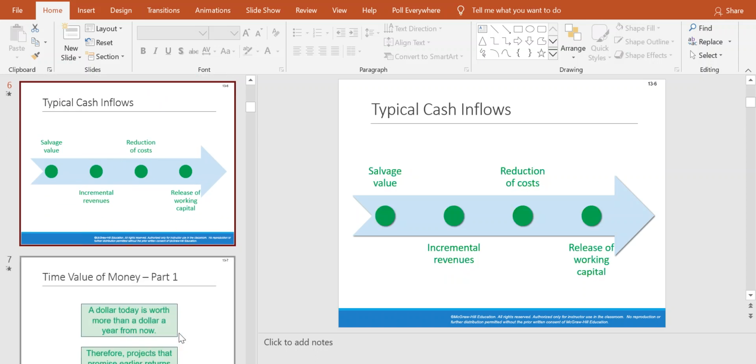Now, when we look at cash inflows, things that we have to consider are, obviously, the revenues we're going to generate from the project, and how much this project reduces outgoes? In other words, the reduction of costs is considered a cash inflow. And then finally, when we get done with the project, so if we purchase a machine, we want to operate it for a number of years, and we need to consider at the end of that operating cycle, what is that salvage value going to be?